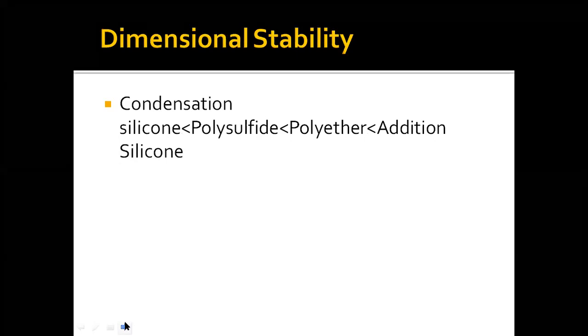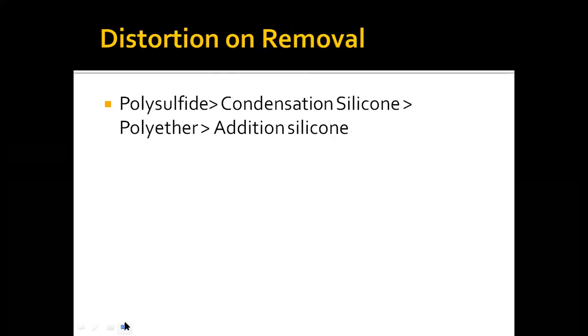Now, dimensional stability is the reverse of the linear contraction. Least amount of dimensional stability is for your condensation silicone, then it's for polysulfide, then it's for polyether, then it's for addition silicone. Okay. Now, distortion, when you're removing, the highest amount of distortion is seen in polysulfide, then it is seen in condensation silicone, then it is seen in polyether, then it is seen in addition silicone.